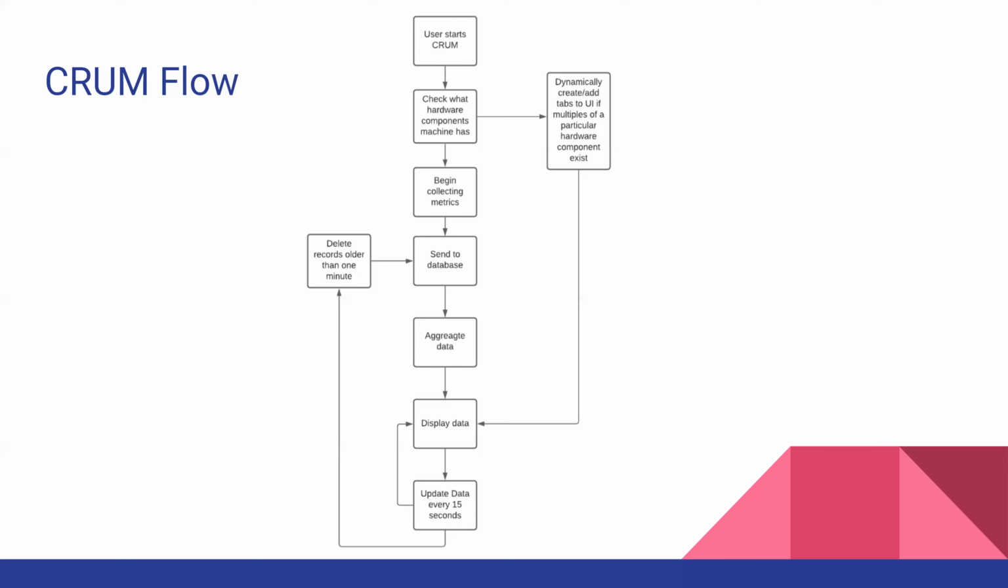It's just not going to look right. So it'll detect for any multiples of the hardware components, and if it does, then it will dynamically create and add the tabs to the main UI. From there, it begins collecting the metrics from our different devices through the API calls. It'll send those metrics to our SQLite database. It'll aggregate it into a way that we can display it on a graph. It will then display said data.